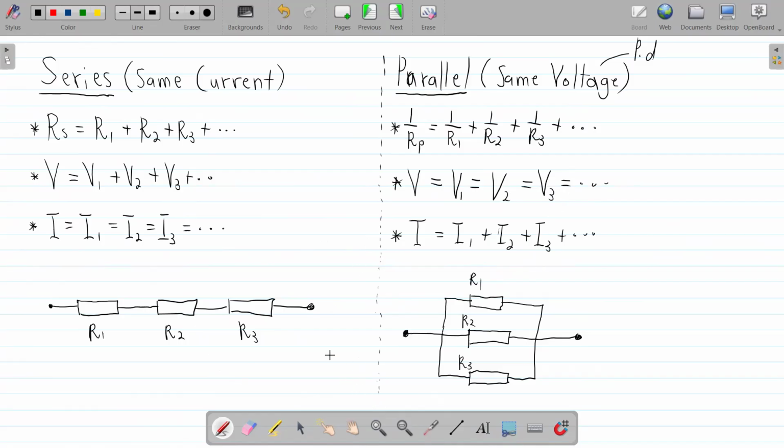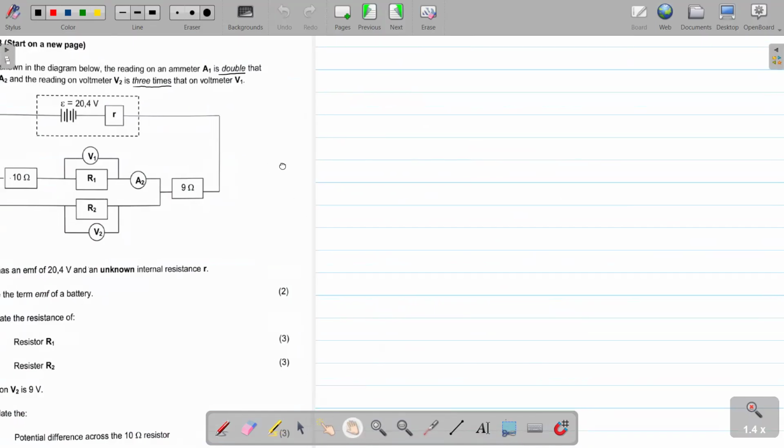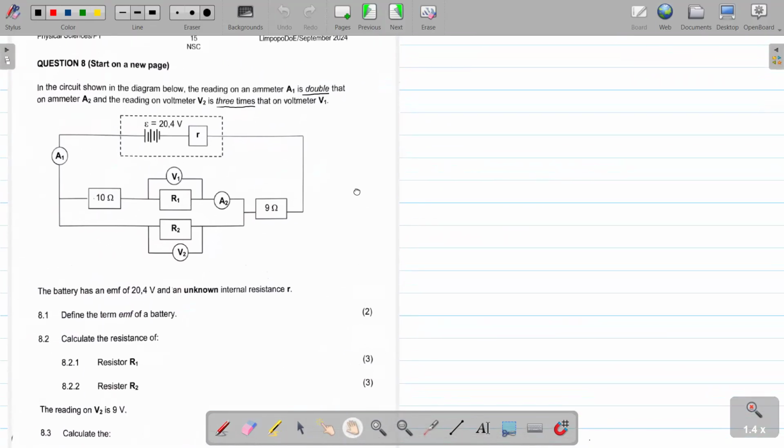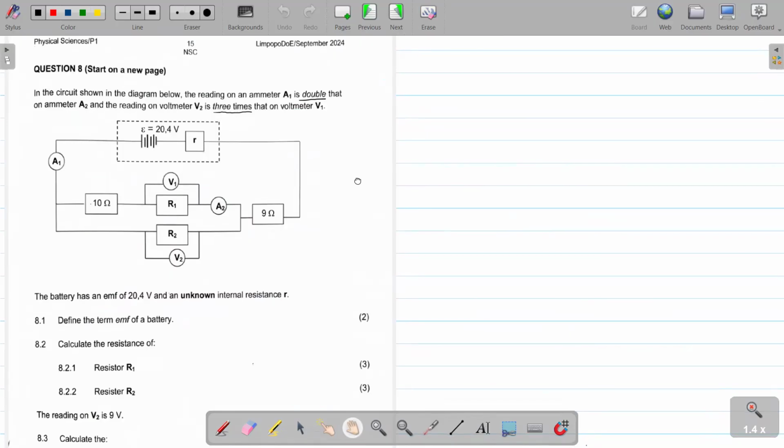And then, okay, let us do an example together where we apply the list of formulae that we have here. I have a question here from Limpopo, September 2024. So it's question 8.